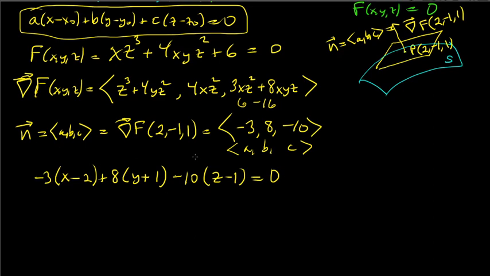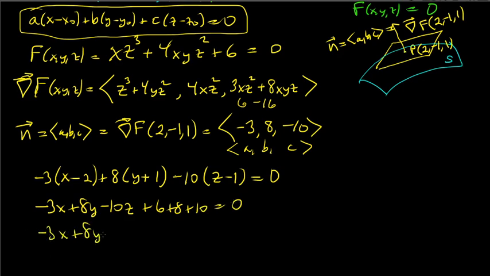Of course, this is not the correct format, right? We should multiply all this out. So negative 3x plus 8y minus 10z. And then what are we going to get? Positive 6, positive 8, positive 10 equals 0. So negative 3x plus 8y minus 10z plus 24 equals 0.